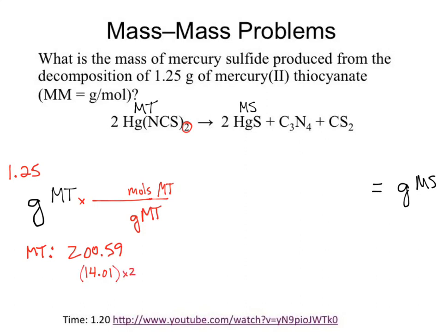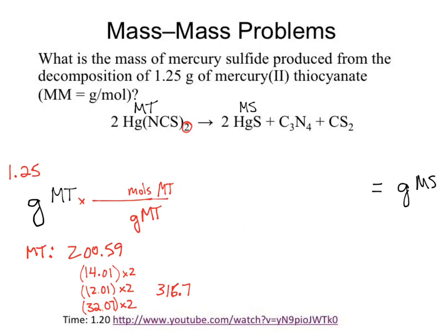What's our next atom? Carbon. How many carbons are there? 2, so we have to multiply that by 2. Next atom? Our sulfur, 32.07. And again, times 2. We add that all up. That number gets us 316.7.